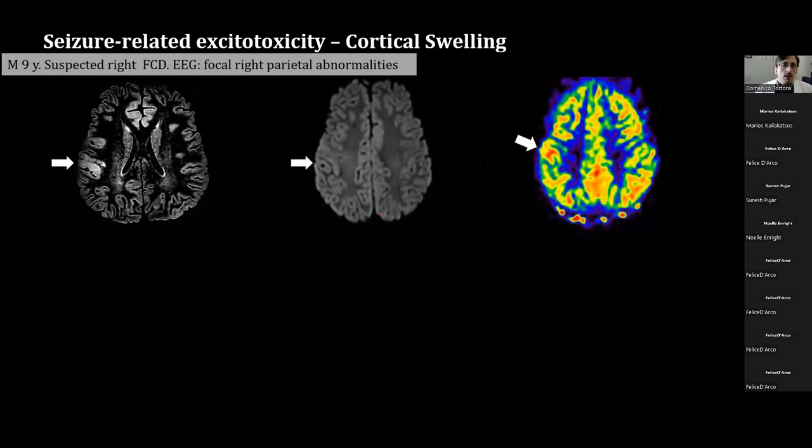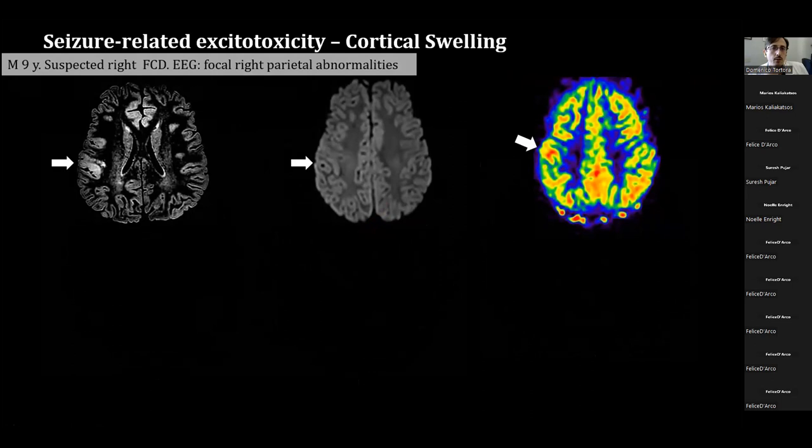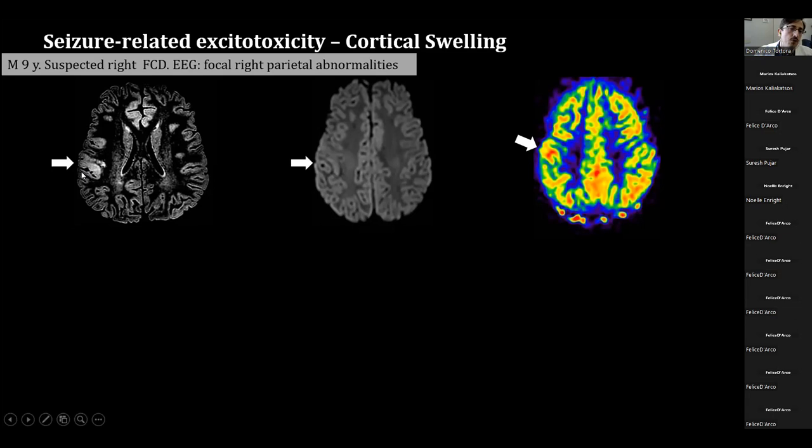Another region that could be involved and is frequently characterized by changes after seizure is the cerebral cortex. This is a case of a 9-year-old boy presenting with a focal seizure with an EEG abnormality in the right parietal region. These are the images of the MR performed in the few hours after he arrived at the emergency room. We found this region of swelling of the cerebral cortex with FLAIR hyperintensity, associated with these small lesions in the subcortical white matter in this region.